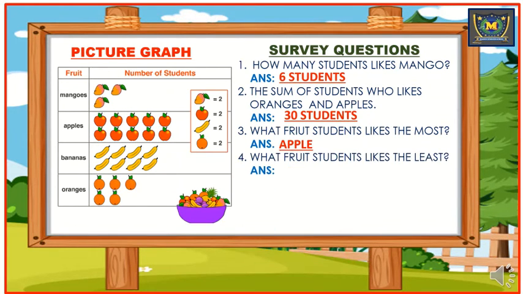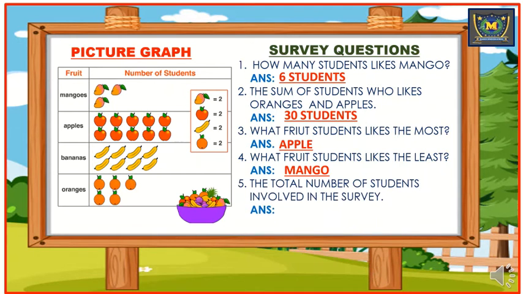And for number 4, what fruit do students like the least? Unsa man pud ang fruit ang dili kaayo ganahan? In here, ato lang tan-aw kung unsa ang gamay nga prutas dinhi. Orange we have 5, banana we have 8, apples we have 10, and for mango we have 3. So we can conclude that the mango is the fruit liked the least. So, dili kaayo nila gana.